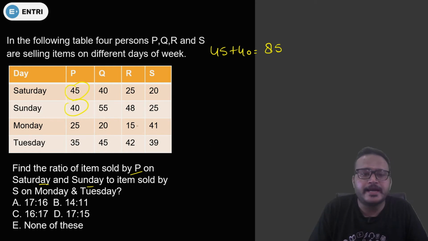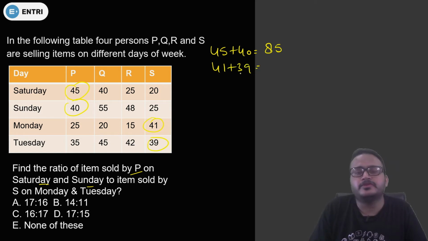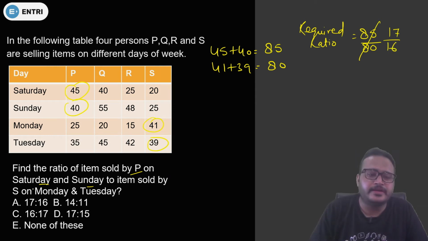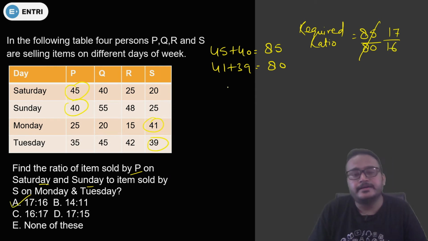S on Monday and Tuesday, that means S on Monday 41 plus 39. So guys, 41 plus 39 will become 4 plus 3 is 7 and 9 plus 1 is what? 10. So 80. So guys, what will be the required ratio? So guys, required ratio will be 85 divided by 80, that means 5 17s and 5 16s. So guys, 17 ratio 16 will be your right answer, guys.